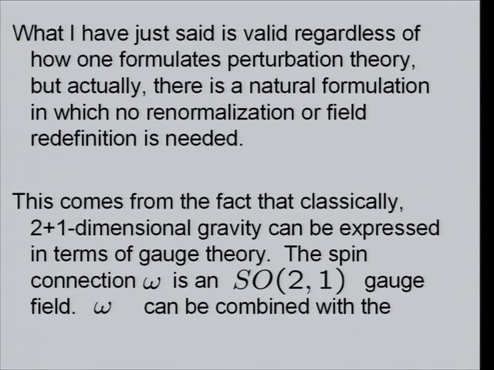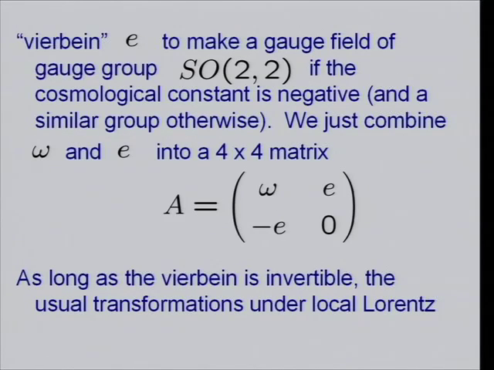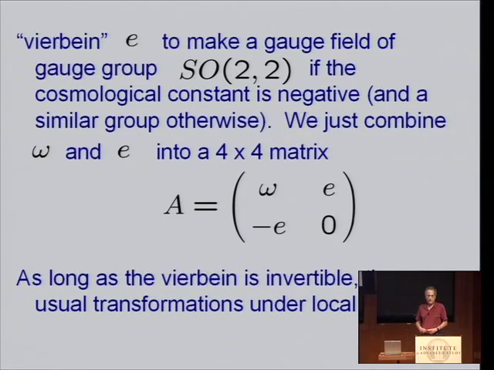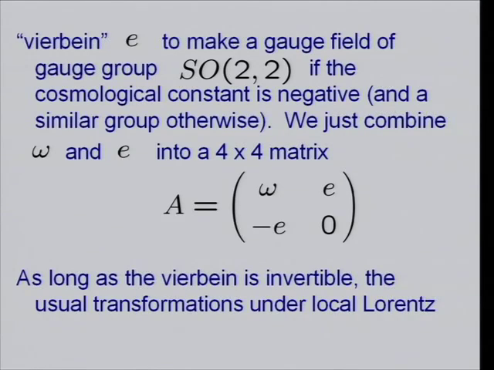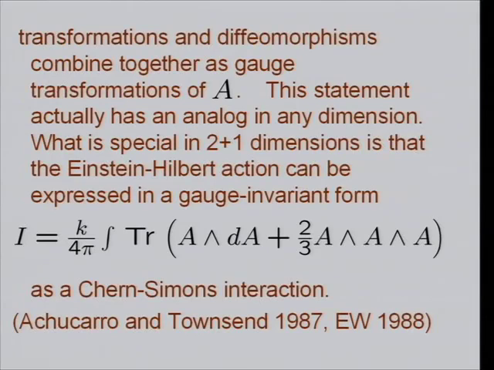This comes from the fact that classically, 2 plus 1 dimensional gravity can be expressed in terms of gauge theory. The spin connection omega is an SO(2,1) gauge field. And it can be combined with the vierbein E to make a gauge field of a group SO(2,2) if the cosmological constant is negative. There's a similar story if the cosmological constant is 0 or positive. You just combine omega and E into a 4x4 matrix where there's a 3x3 block and E is in the last row and column. And then a small calculation shows that as long as the vierbein is invertible, the usual transformations under local Lorentz transformations and diffeomorphisms combine together as gauge transformations of A.